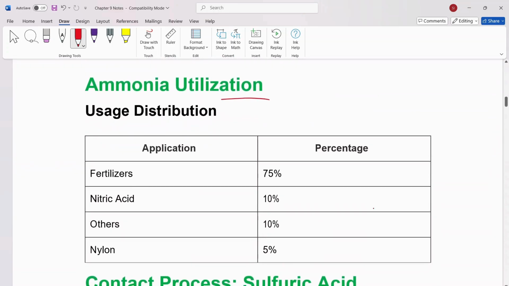Industrial significance: it produces approximately 175 million tons of ammonia annually and supports approximately 50% of global food production. Now, ammonia utilization, usage distribution: it is used 75% in fertilizers, 10% in nitric acid, 10% in others, 5% in nylon.